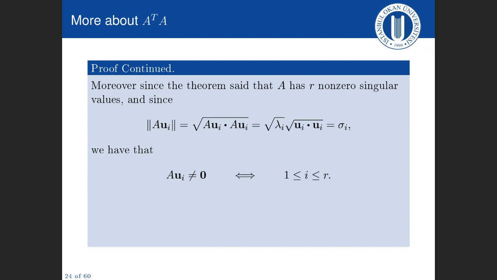Anyway, let me continue. Moreover, since the theorem says that A has R non-zero singular values, and because the norm of AUi, that's the square root of AUi dot AUi, which is the square root of lambda i, square root of Ui dot Ui. Ui is a unit vector, so Ui dot Ui is just 1. And the square root of lambda i is just the singular value sigma i. We've said A has R non-zero singular values. So that means as long as i is between 1 and R, AUi is going to be not the zero vector.